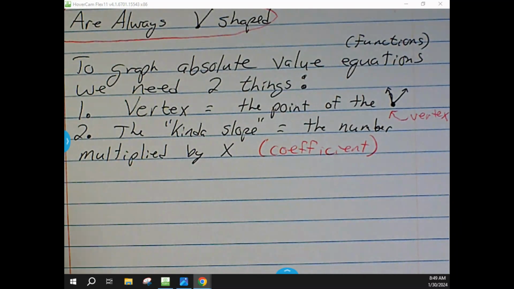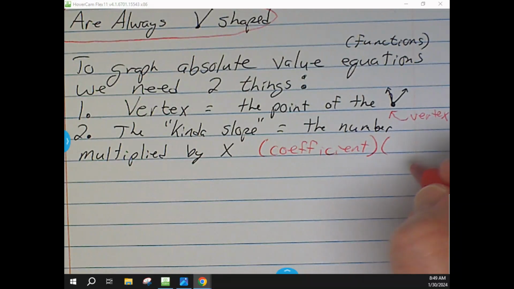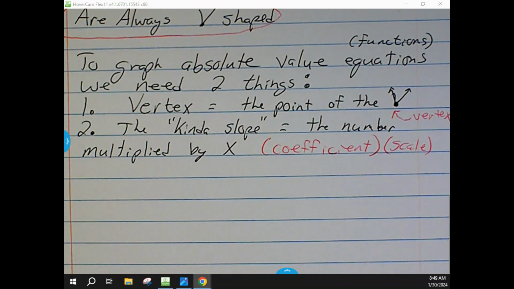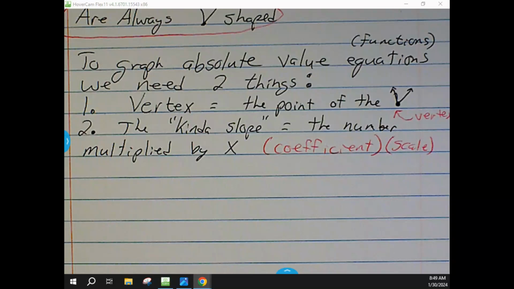Yesterday we talked about how this would basically be like the coefficient. Yesterday we were talking about the stretching or the shrinking part of it. So it could be like your scale almost in that case. So when we're talking about the kind of slope, that's the number in front of x. That's whatever it is that we're going to multiply by on this.